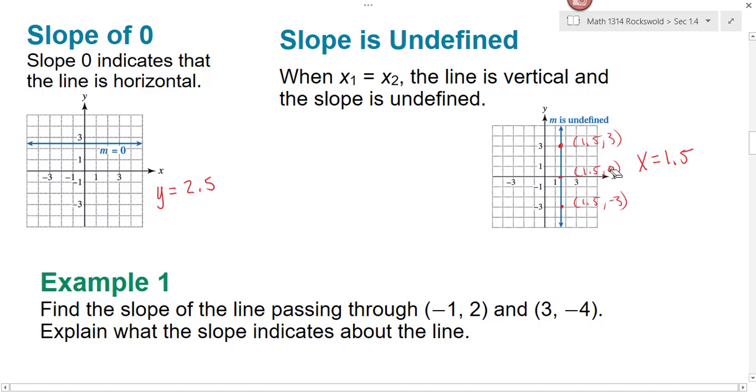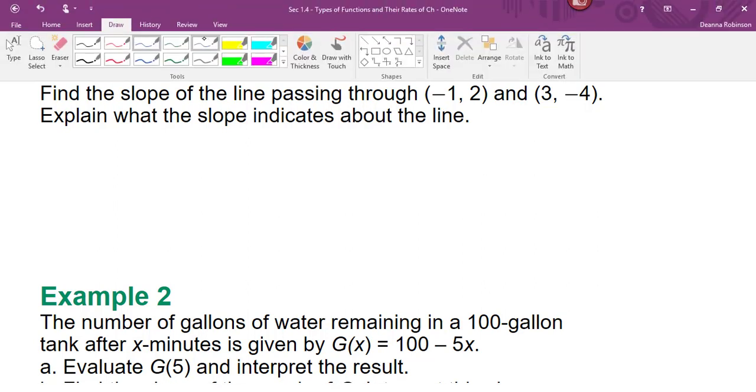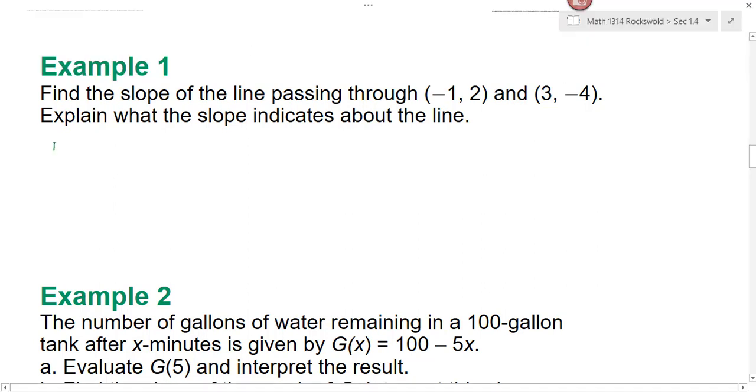Y can be any number you want it to be. Example 1: we want to find the slope of the line that passes through these 2 points and then explain what that slope indicates about the line. We start with the formula for the slope. We have m equals y sub 2 minus y sub 1 over x sub 2 minus x sub 1. I can label these points x1, y1 and x2, y2, and then I just drop these numbers into this formula.